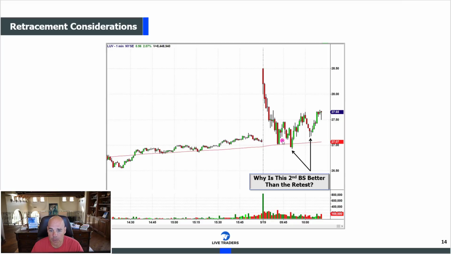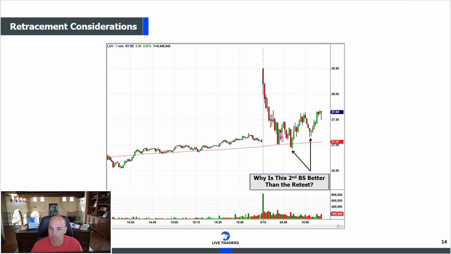Yeah, but look at the pullback. But look how weak it is. I'm going to go with the weakness. Let it prove itself to me. If it's so good, LUV will bounce back to 28, pull back to 27.50, and then I'll buy it.